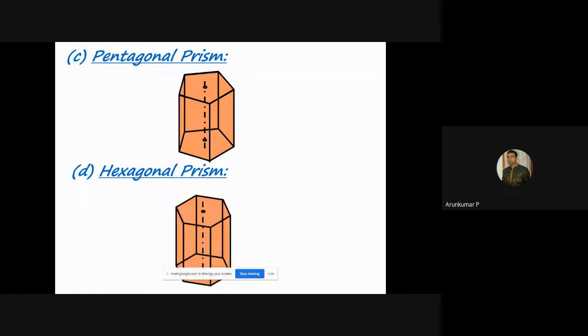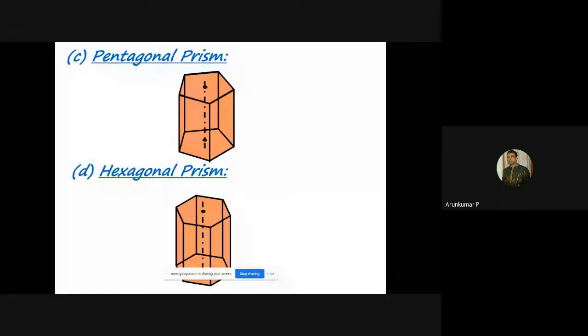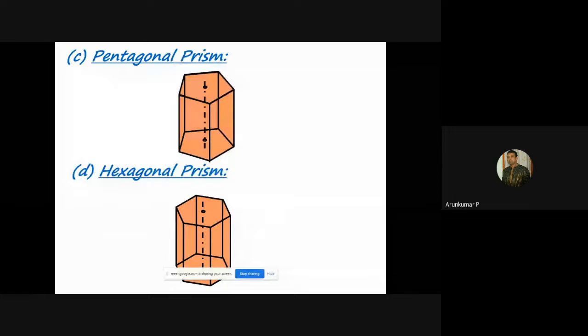Hexagonal prism. The top face is a hexagon, the base also is a hexagon. So these are the different prisms that are there for the syllabus. And pyramid. Now this is a polyhedron which has a plane surface as a base.